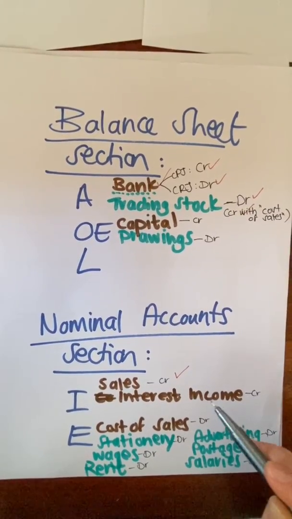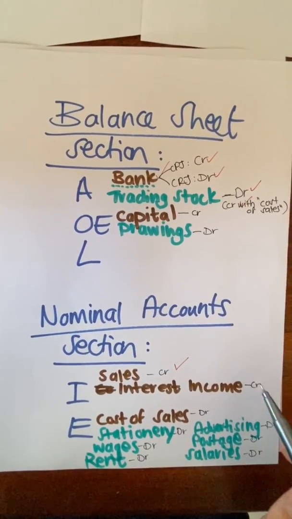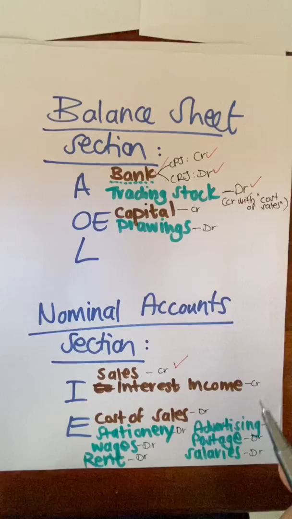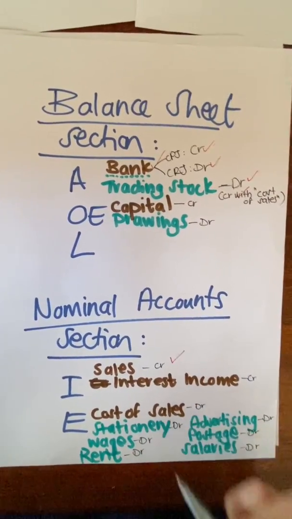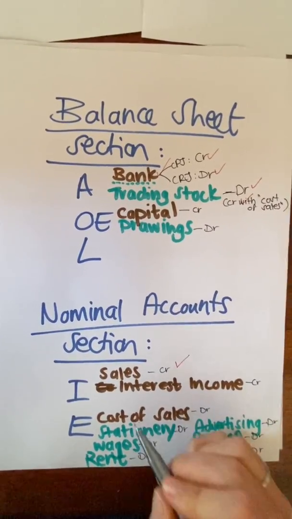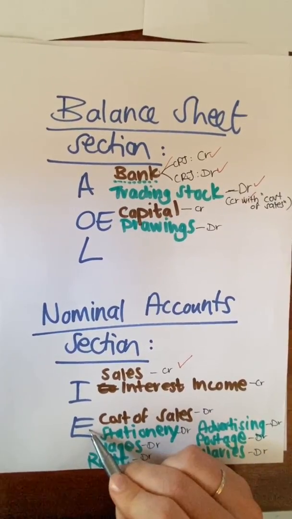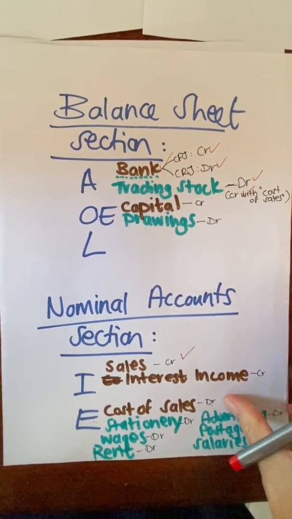I'm not going to do interest income with you. You can do that yourselves. It's a credit transaction, also in the nominal account section. Let's do cost of sales, okay? It's an expense, and because it's an expense, it must therefore be debited.